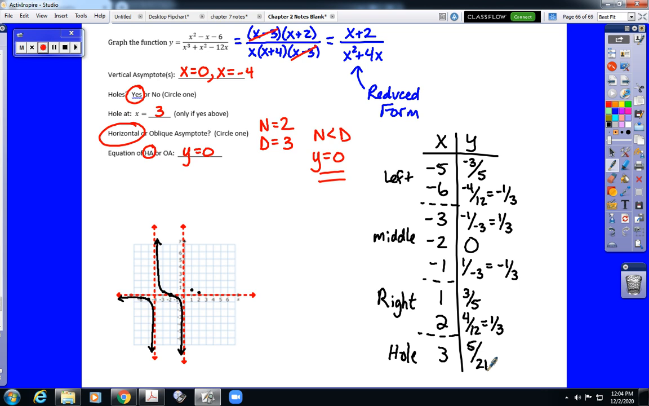Because what that means is that we have a hole in the graph right there at 3, 5/21. So when the graph comes in and passes through these points, there's actually going to be a hole at x equals 3 that we have to indicate in our graph, and then it will continue on along the axis. So that is how we handle asymptotes, oblique asymptotes and holes when it comes to the equations and the graphing. Hopefully this has been helpful. Thank you for your time and attention.